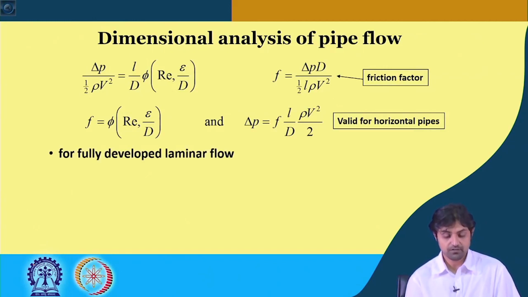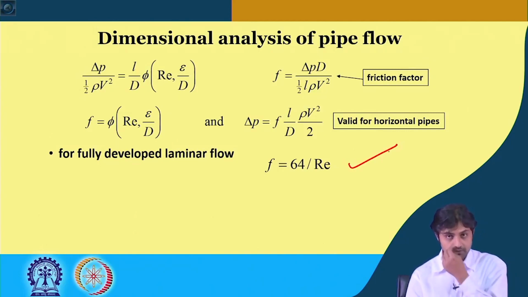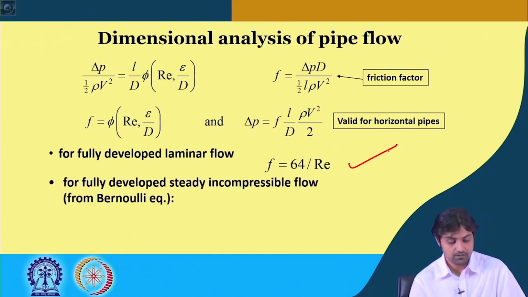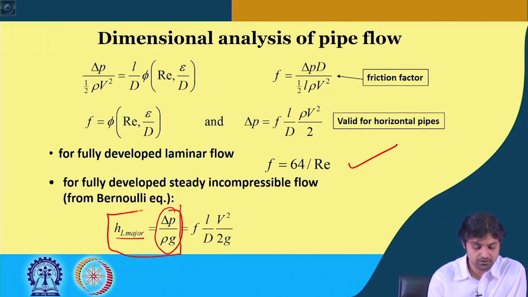Now for a fully developed laminar flow, we already found out what that f was, it was 64 by Re. From our previous lectures in pipe flow, we have derived that f is equal to 64 by Re for fully developed laminar flow. But for fully developed steady incompressible flow, we also know that the head loss, if we assume delta P is the head loss, will transform into energy loss equivalent to rho g h. So HL major can be written as delta P by rho g. All right, just concentrate on this.